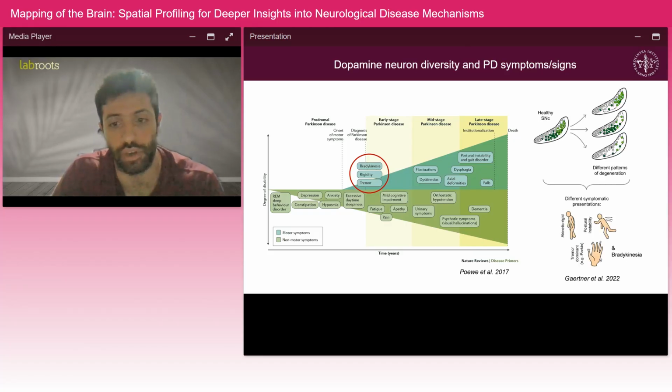And so, having the single cell data and this variability of the signs and symptoms, there is this theory that maybe different cell types located in the substantia nigra contribute to different types of signs and symptoms. So for instance, there might be cell types that contribute differentially to rigidity or postural instability or tremor or even bradykinesia.